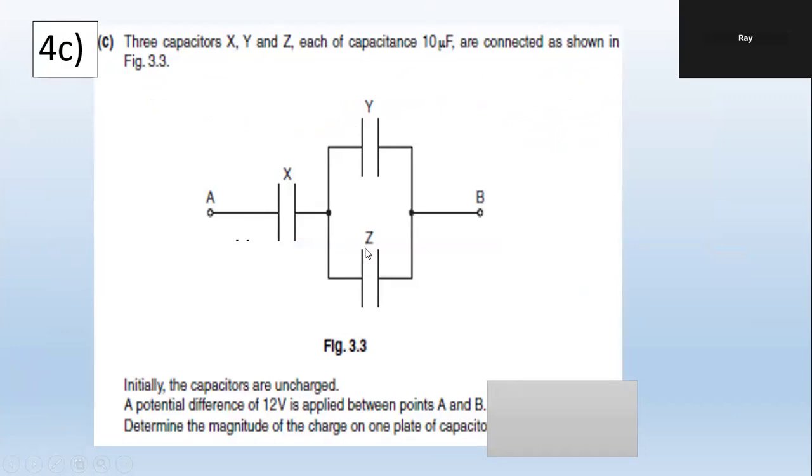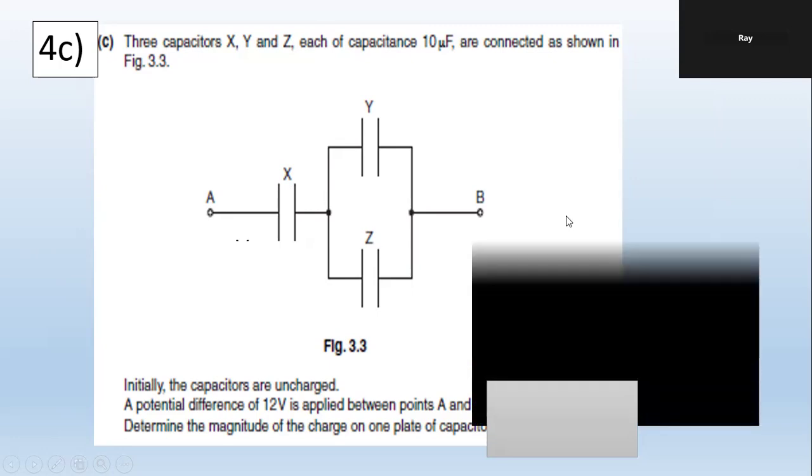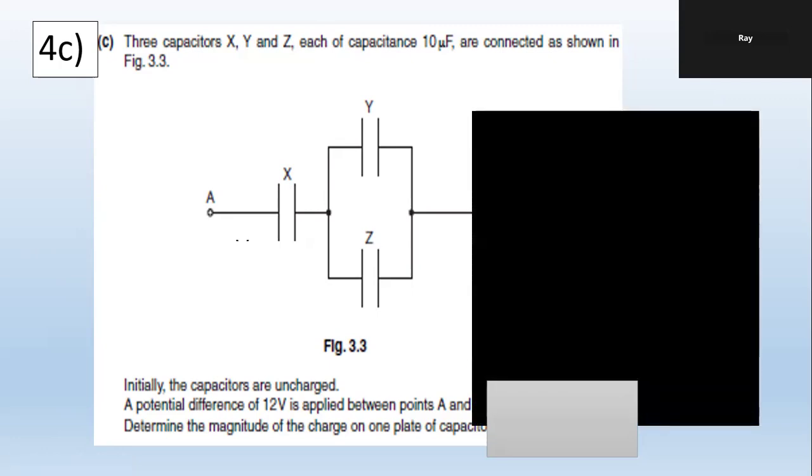X, Y, Z each have capacitance 10 microfarad. We put 12 volt across AB. So we want to determine the charge on X. What do I do? Any suggestion? Each of them is 10 microfarad. You want the charge on X. Q equals CV. There's 12 volt across AB.